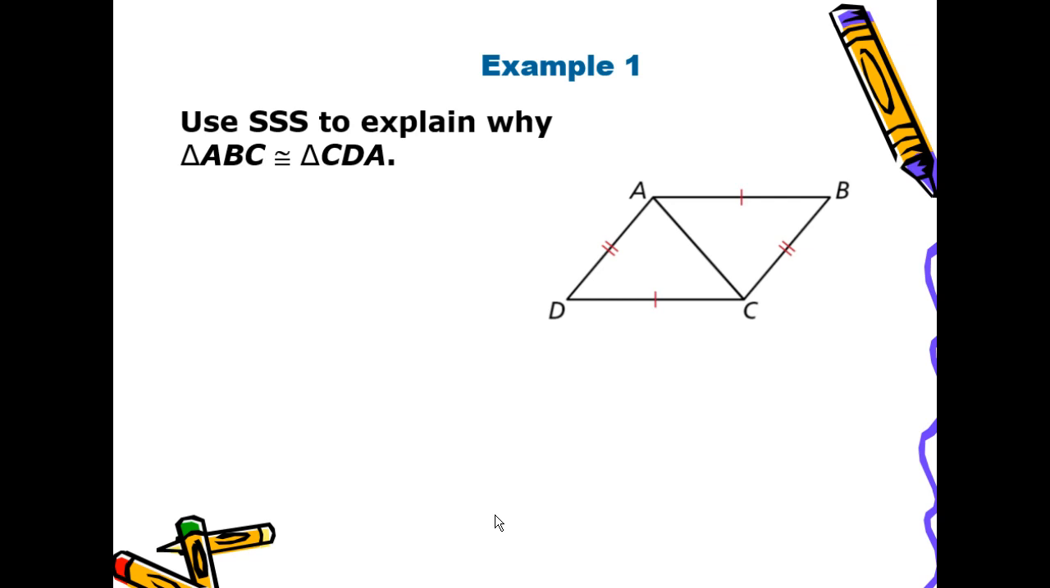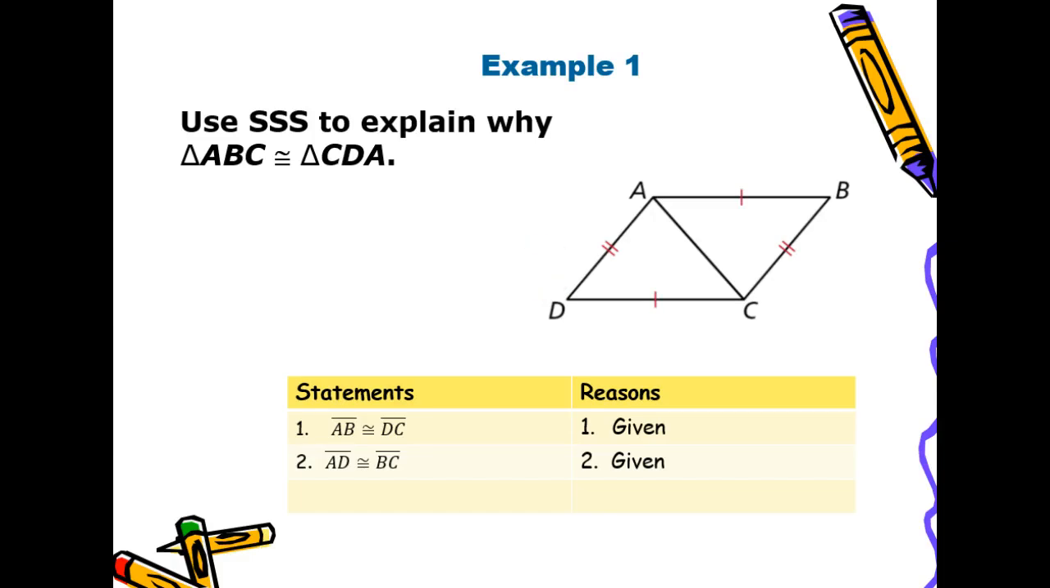Alright, example 1 wants us to write these little mini proofs, okay, to explain why the triangles are congruent. So I'm going to go ahead and make a statements and reasons columns, and I'm going to list my 2 givens. My givens are marked in my picture. They say that AB segment is congruent to DC, so I write it, put given. They say that DA is congruent to BC, so I write it and put given.